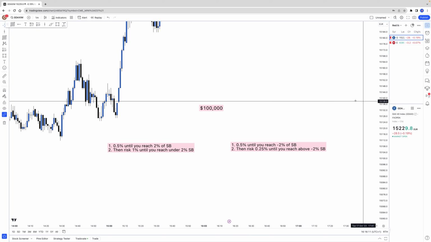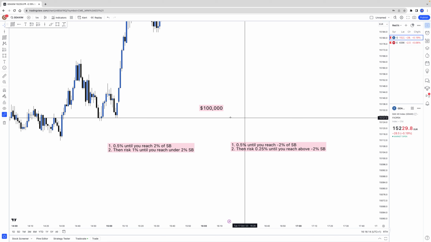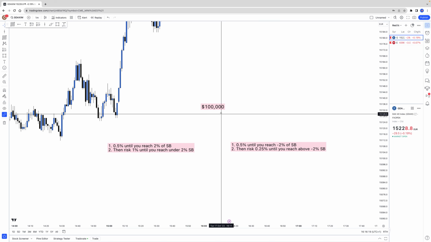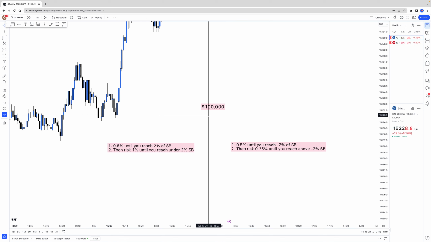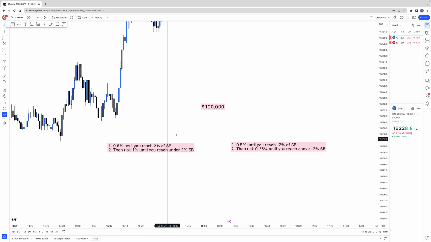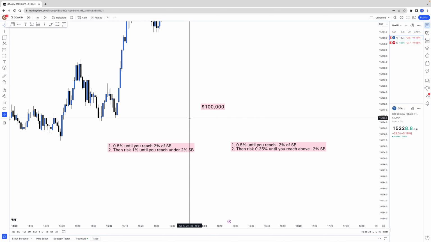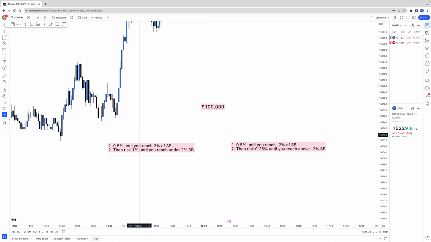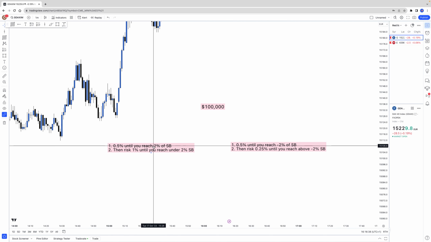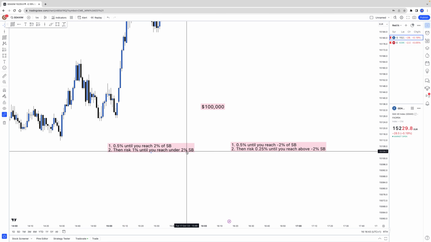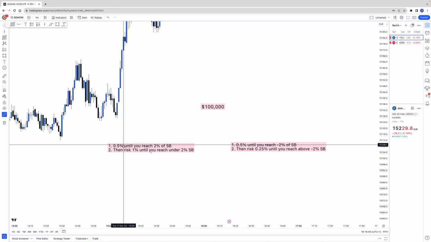So, now that we've covered that, how we're going to use this risk management strategy is very dynamic. Let's say you start the account balance at 100,000. You're going to want to start off using 0.5% risk until you reach 2% of the starting balance. So you want to risk $500 until you reach 2,000 of the starting balance. Once you get over 2%, you want to risk 1% until you drop underneath 2% of the starting balance. That's when you go back to risking 0.5%.